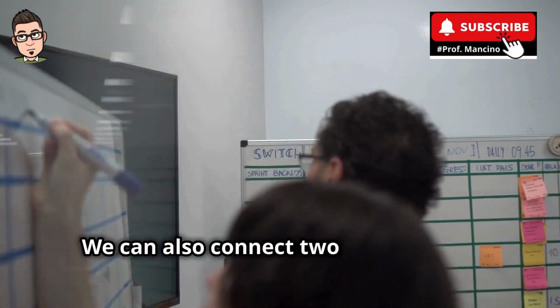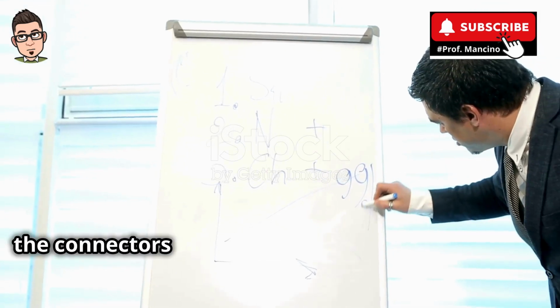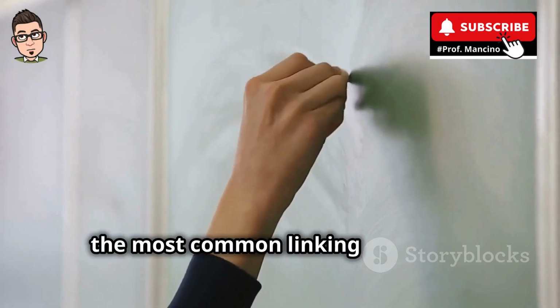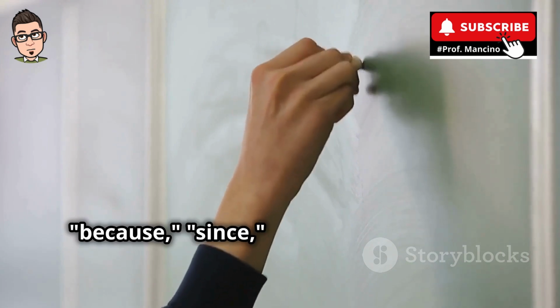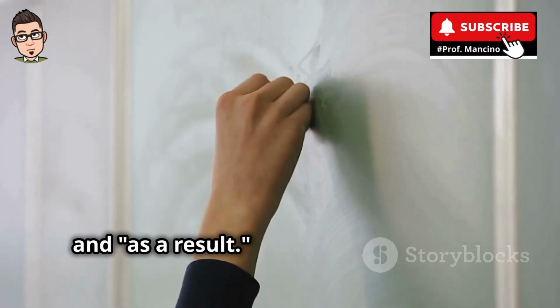We can also connect two sentences to show a relation of cause and effect. In this case, the connectors help us explain why things happen. In this category, the most common linking words are because, since, therefore, or as a consequence, and as a result.